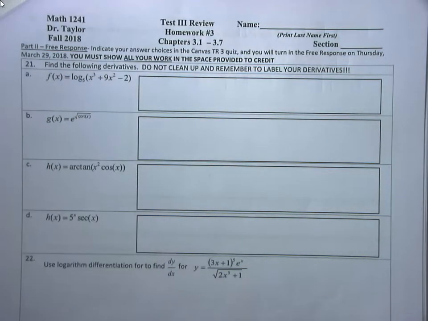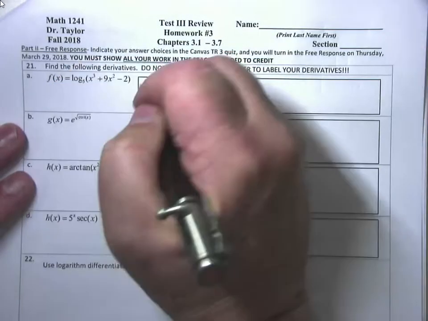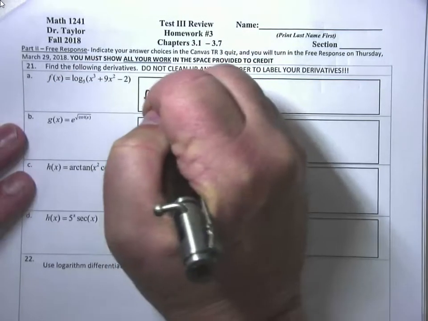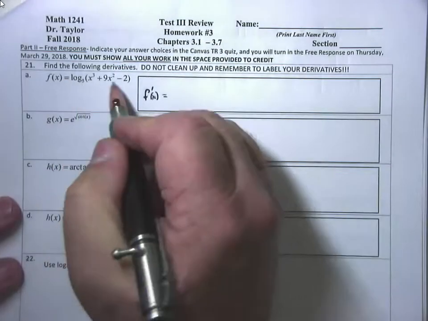Labeling is everything. I'm telling you now because you're going to lose points big time on the test. What's this function called? It's got a name. It's called f of x. So the derivative is called f prime of x. I'm using the same notation that I did on the last test. Labeling is important. Don't forget to label.